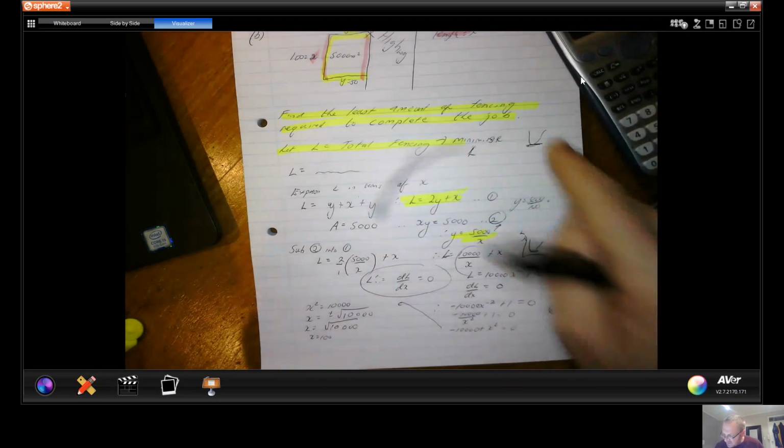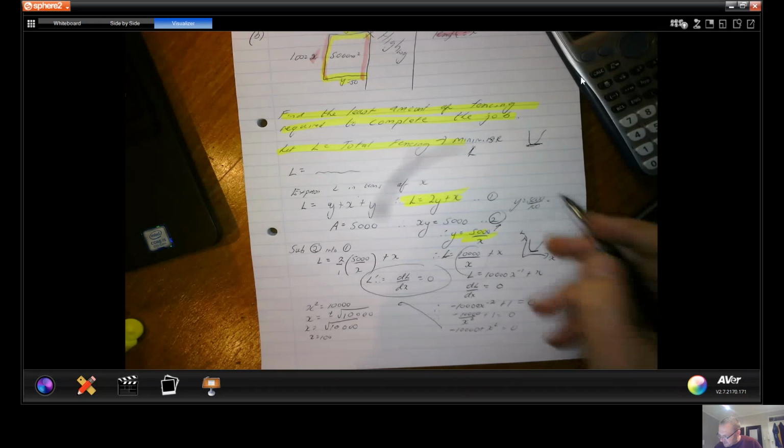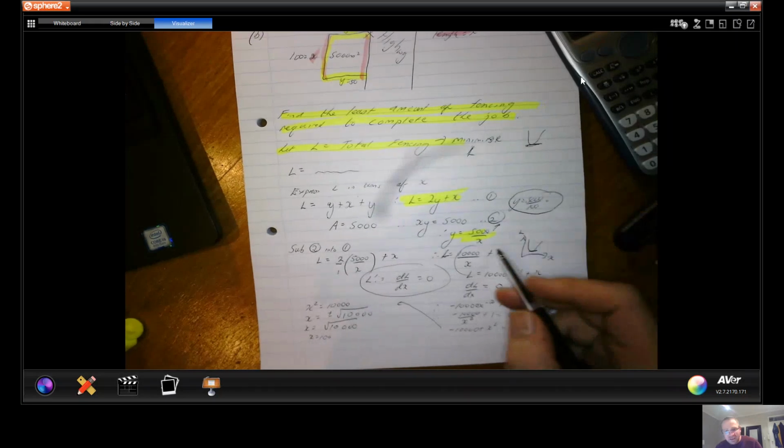Right, yeah, we do need to find that. Sorry. Okay, they said go find the least amount of fencing. So I've got that equal to 50, that equal to 50, that equal to 100. So the one way you could have done it is to find y over here. Sorry, I'll go over that again.